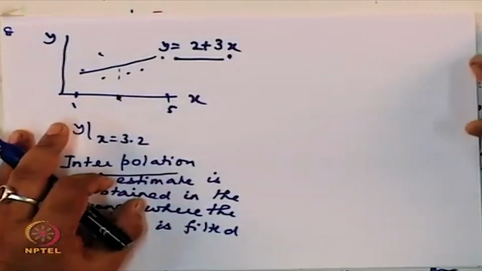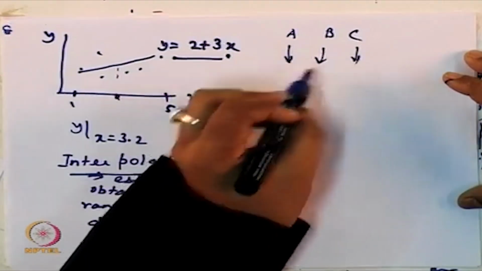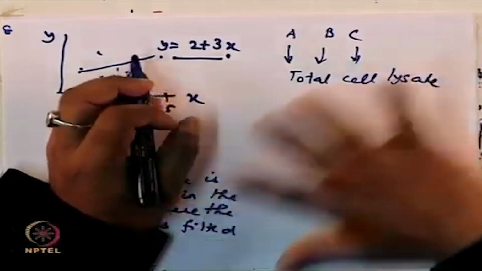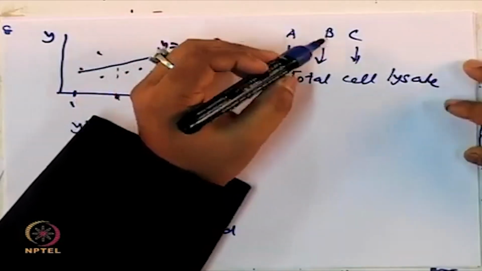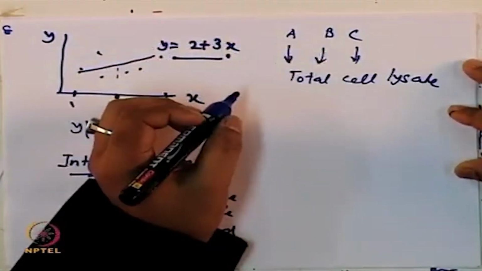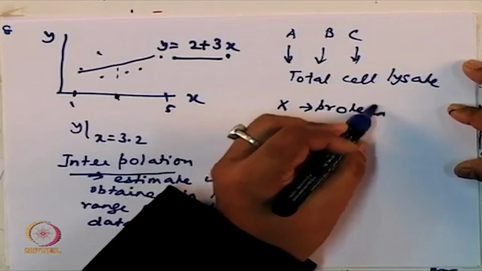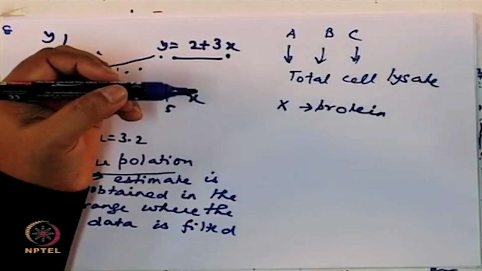Okay. And let me give you one very common use of interpolation in biology. So, for example, if you want to do, let us say, a western, you have 3 samples A, B, C. From these 3 samples, you have collected the total cell lysate, which is the content of all the proteins present in these cells cultured under conditions A, B, C. And I want to ask the question, how does the expression of protein X vary as a function of the conditions A, B, C.